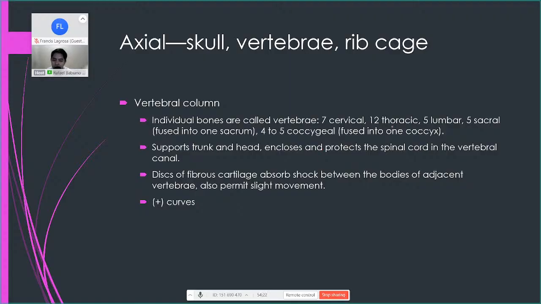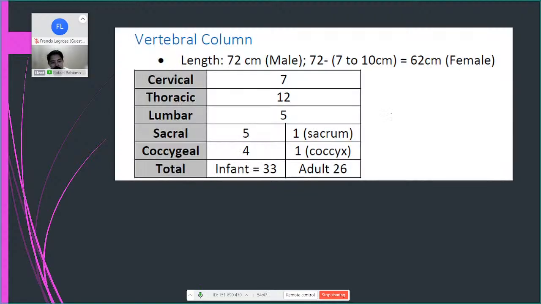So the vertebral column, also known as your spine, the one that runs in your back, can be divided into cervical, thoracic, lumbar, sacral, coccygeal. 1, 2, 3, 4, 5. These are different parts of your vertebra from top to bottom. So if you can see here, cervical, thoracic, lumbar, sacral, coccygeal.